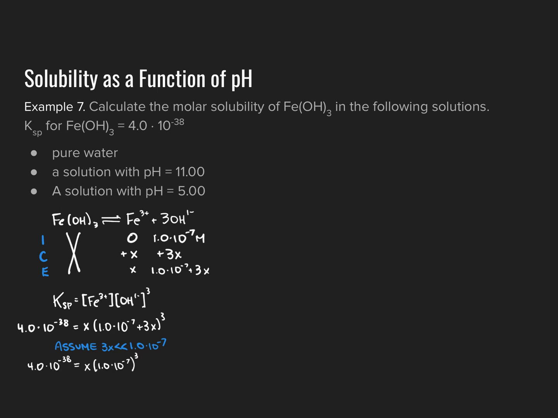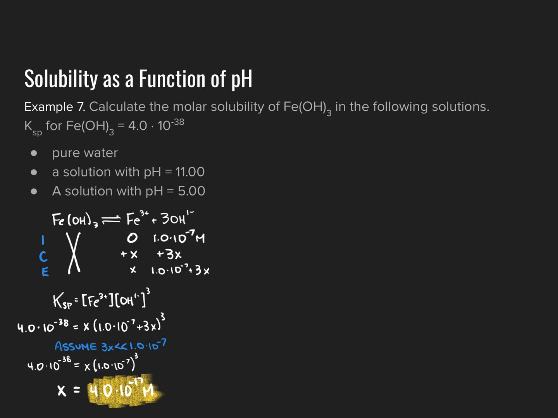negative 38th is now equal to x times 1.0 times 10 to the negative 7th plus a tiny number, which is essentially close to 0 here, so we'll get rid of the 3x, and then that quantity all again gets cubed. And solving from here, I can simply divide by the 1.0 times 10 to the negative 7th cubed, yielding for me here an x value of 4.0 times 10 to the negative 17th molar. A tiny, tiny x value, which again correlates to that very small Ksp, which we saw for our solute.